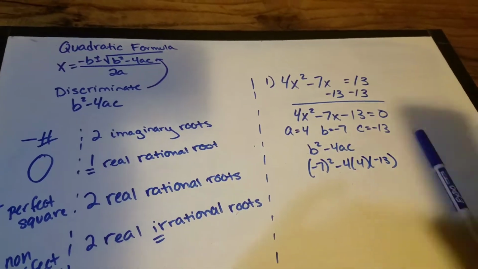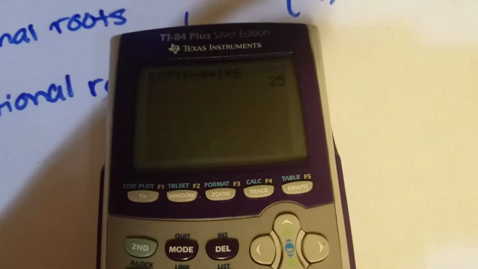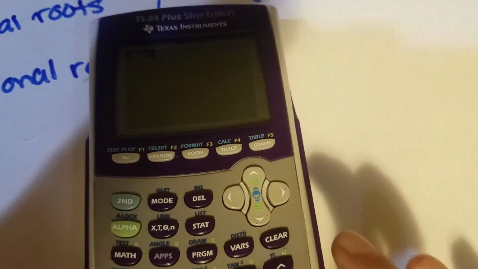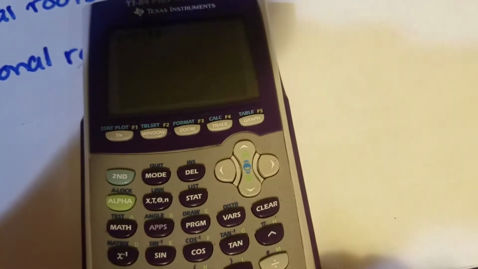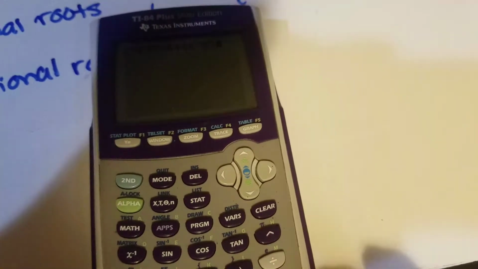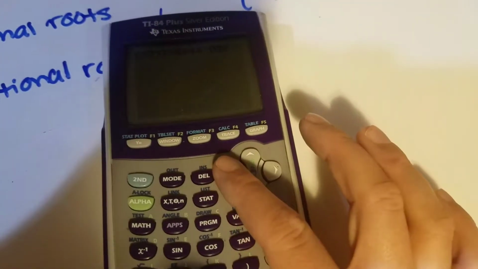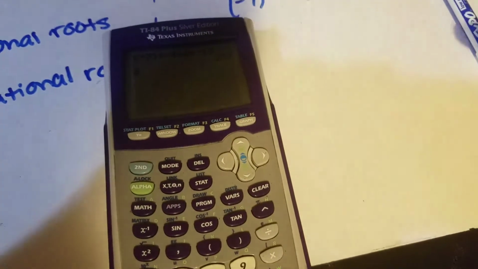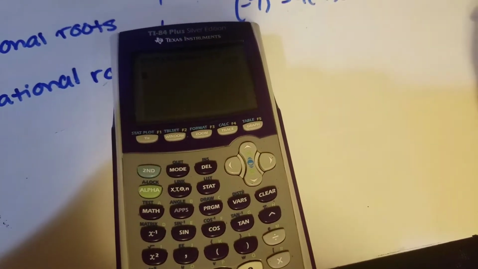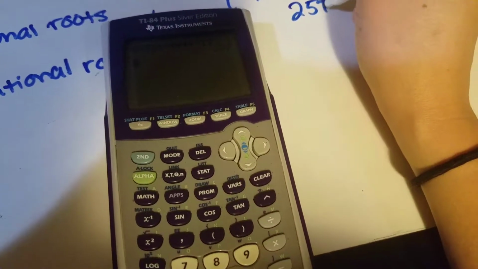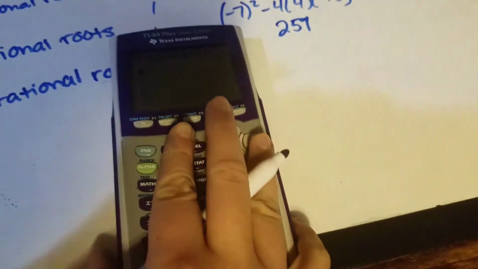So again, I just type it in because then you don't have to worry about your negative signs. So we'd have negative 7 squared, making sure it's in parentheses, minus 4 times negative 13, which is not what I typed in. There we go. And we get 257. So that's a positive number.